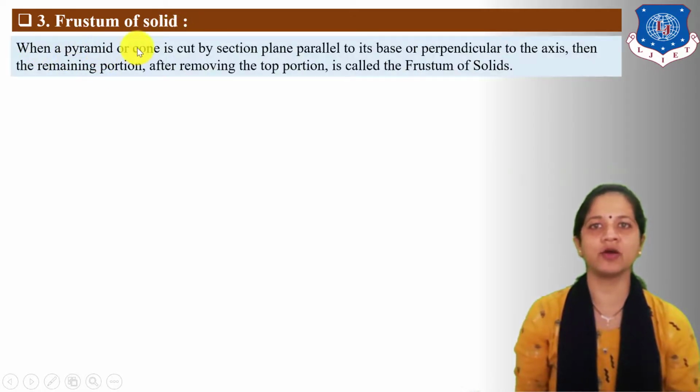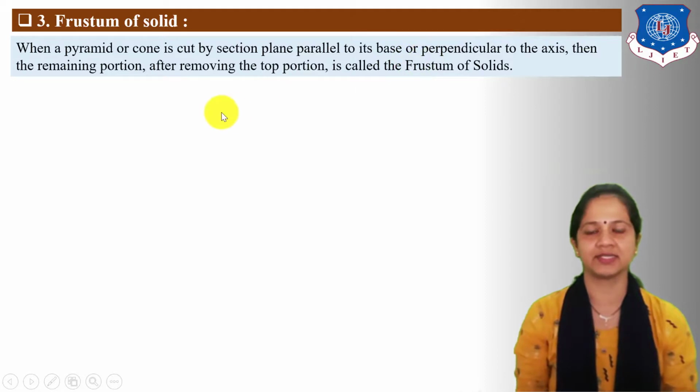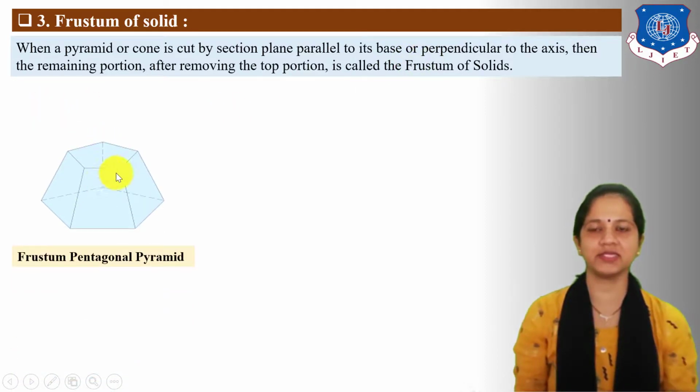When a pyramid or cone is cut by section plane parallel to its base or perpendicular to the axis, then the remaining portion after removing the top portion is called the frustum of solids. Here you can see this is frustum of pentagonal pyramid. Now here pentagonal pyramid is cut by horizontal section plane which is parallel to base and perpendicular to axis of the pentagonal pyramid.